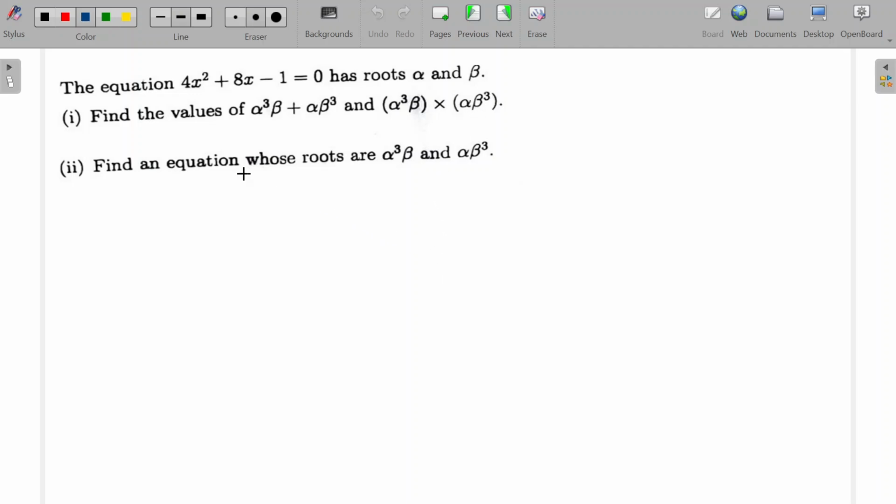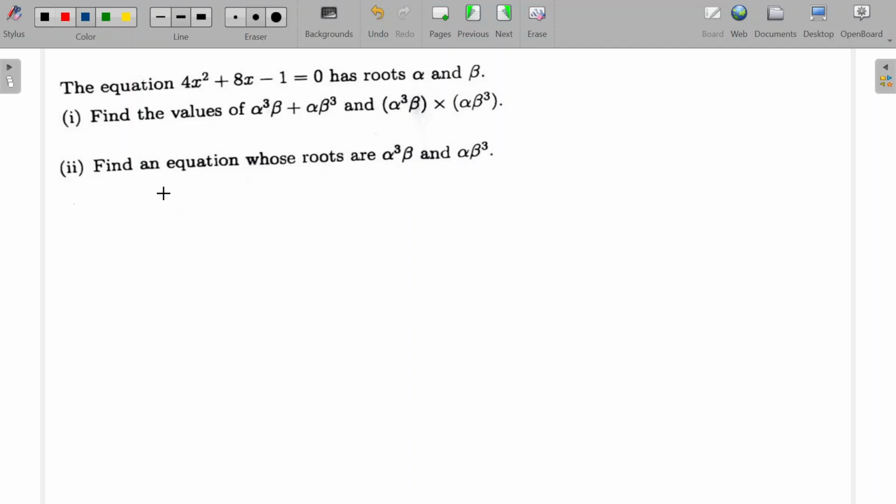So it's more like they want us to find the sum and the product. And the next one is telling us to find an equation whose roots are alpha to the power 3 beta and alpha beta to the power 3. So our first question, before you even start solving, the first thing you're supposed to do is to find the sum.